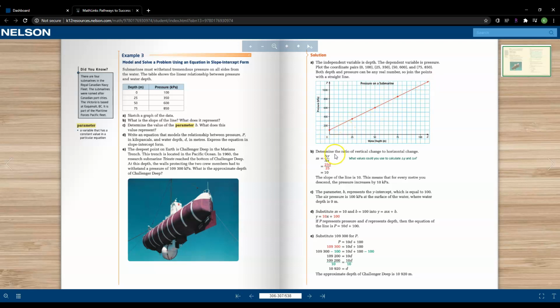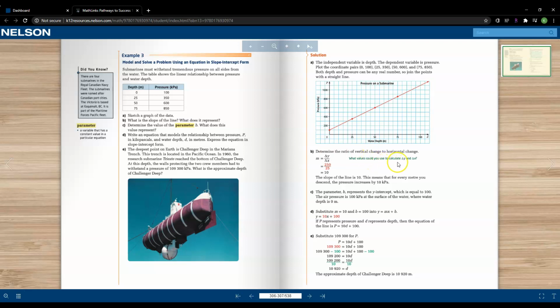Okay. Determine the ratio of vertical change to horizontal change. Again, that's just the m, the slope. Once again, change in y, this triangle means change, over the change in x. So 250 divided by 25. How did they get 250 and 25? They just chose points. Remember, this just means y2 minus y1 over x2 minus x1. So you just choose any 2 points and you subtract them.